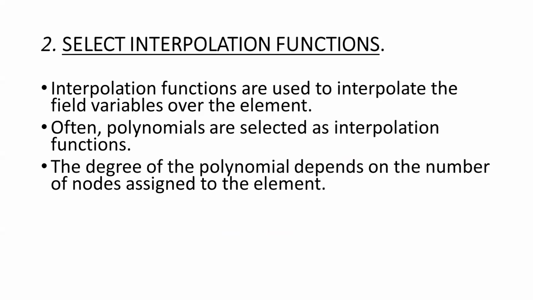Talking in terms of one-dimensional elements, if a one-dimensional element has two nodes, then the degree of polynomial is going to be 1. That is, we have a linear element, while if the number of nodes happens to be 3, then the degree of the polynomial is 2. That is, we now have a quadratic element.